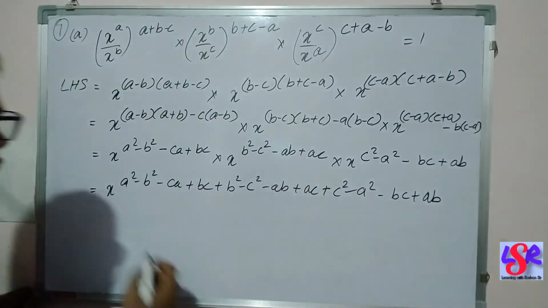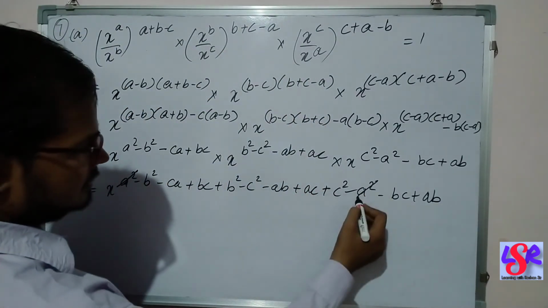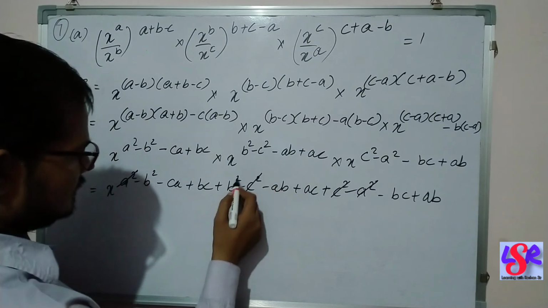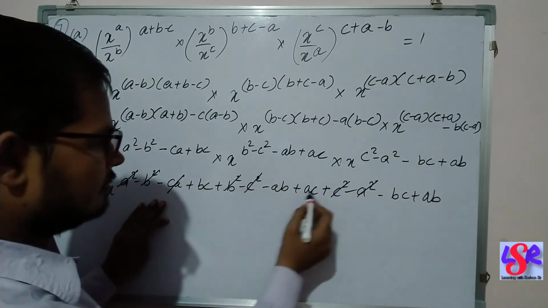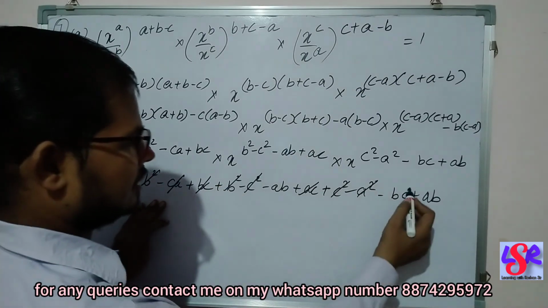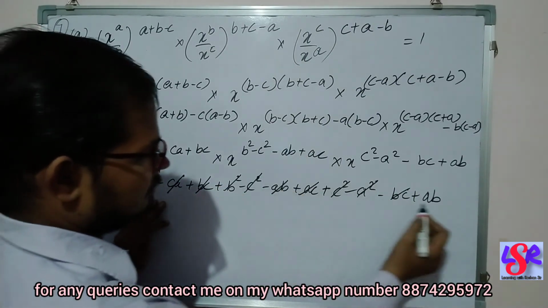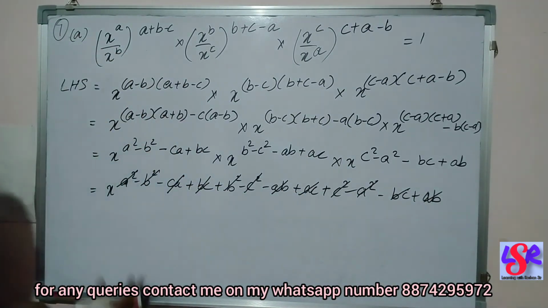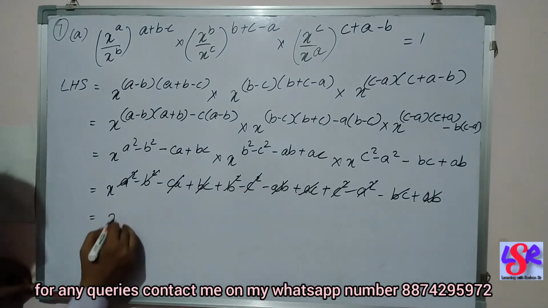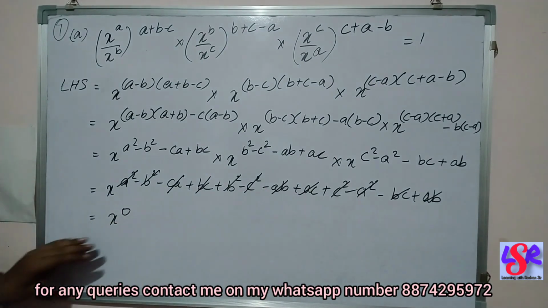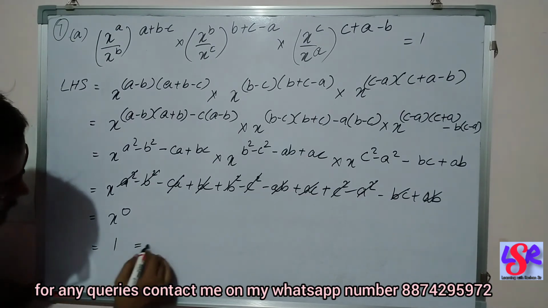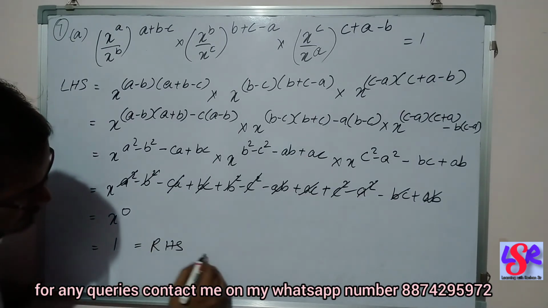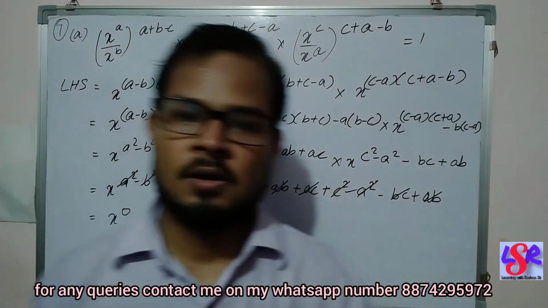Here a square will be cancelled by this, c square will be cancelled by this, and b square will be cancelled with this one. ca will be cancelled by ac, bc will be cancelled by bc, and minus ab will be cancelled by plus ab. As all of the parts are cancelled out, this will be x to the power 0, and any number with power 0 equals 1. So we got 1 over here, and that is equal to the RHS. Hence, proved.